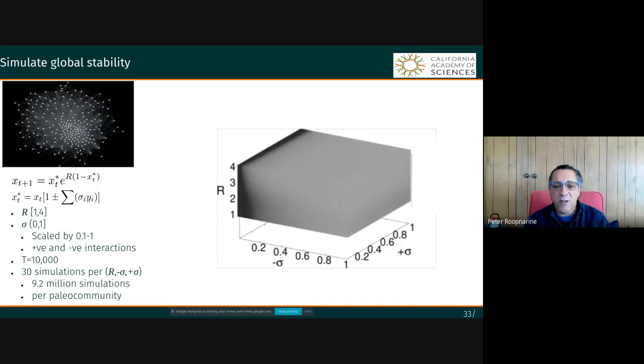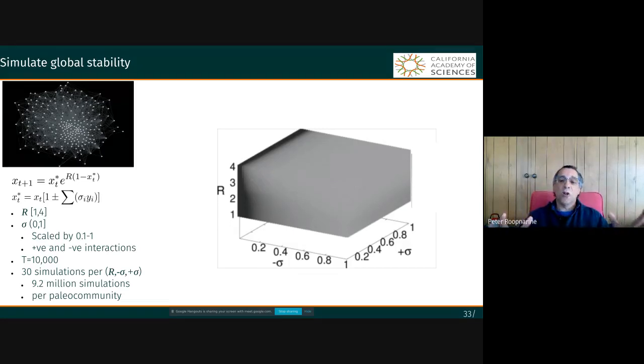I won't go into details of the model, but when we put one of these food webs together and we parameterize it, if you will, somewhere along these three axes, we can calculate the global stability. And because we don't know where on these axes the real community would have sat, we look at the communities and the model communities at every single one of these points. So each one of these cubes for each community is over 9 million simulations of the food web.